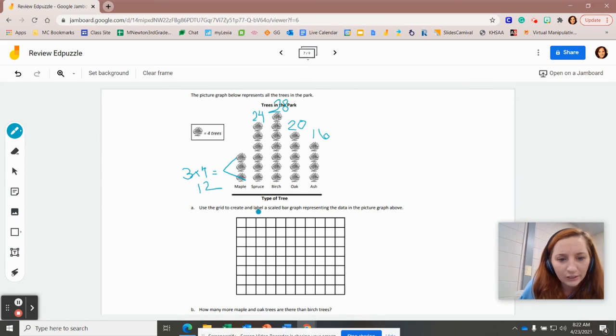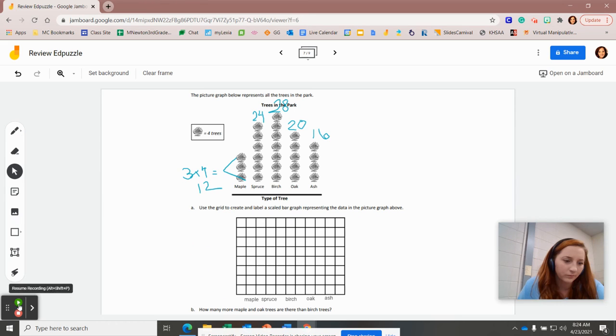Part A, use the grid to create and label a scaled bar graph representing the data in the picture above. Okay, so I went ahead and paused it just so I could label these and you guys don't have to wait on me. So we have a grid right here, and I put all the types of trees at the bottom. So maple, spruce, birch, oak, and ash, just like they did up here. And I'm going to go every other with these to represent the bar.